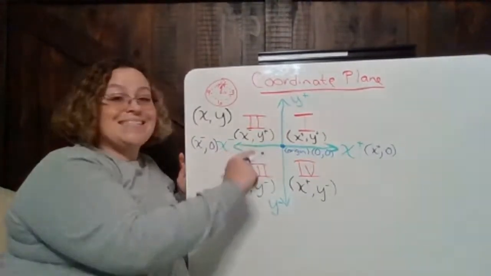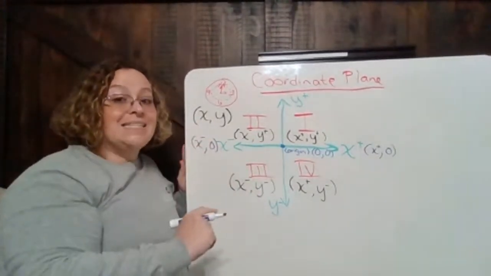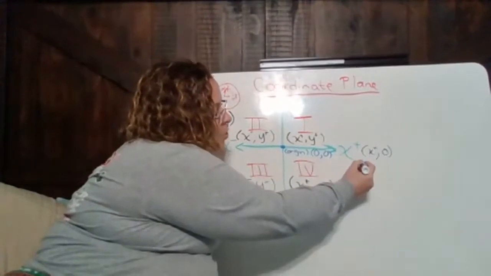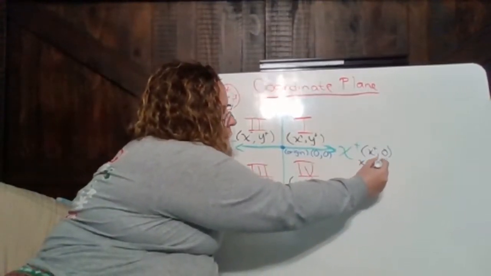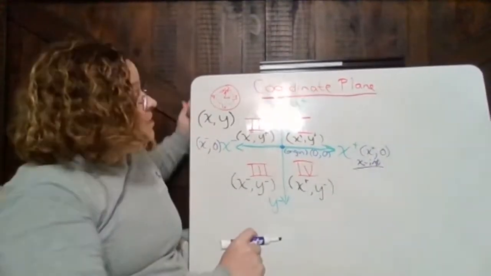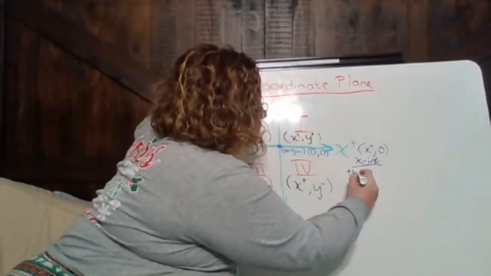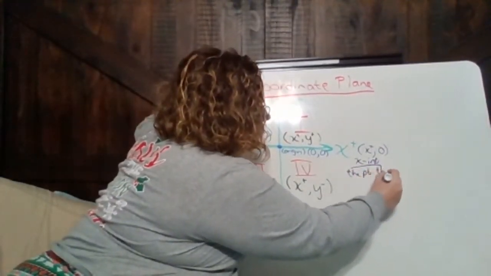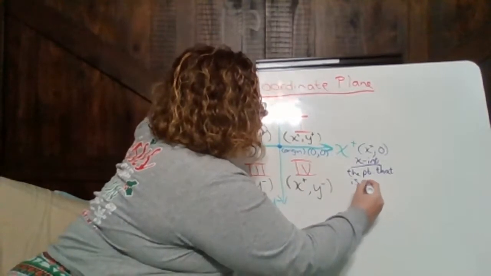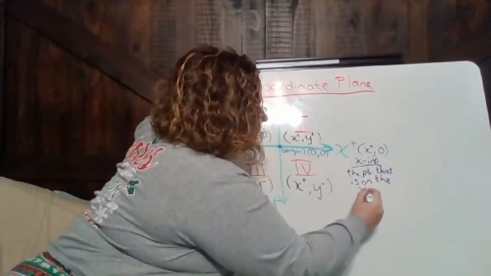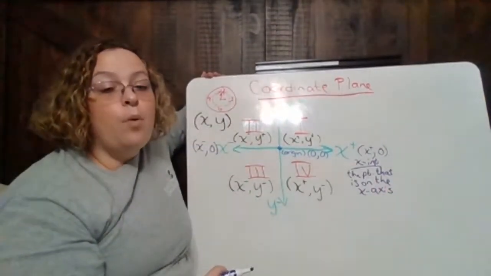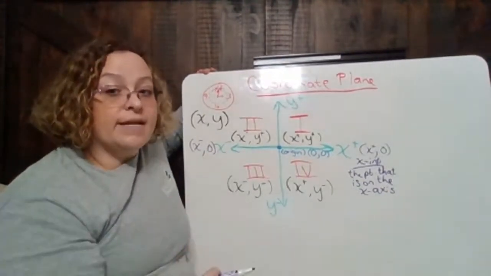These are called your x-intercepts, where it crosses the x-axis. Now, that's a definition that you need to remember. So these are your x-intercepts. That's an INT if you can't see it. An x-intercept is the point that is on the x-axis. Okay? So an x-intercept is the point that is on the x-axis.